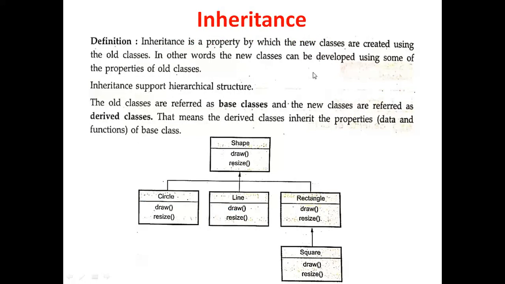Here you can see the example of shape. The shape can be a circle, a line, a rectangle or a square, anything. So the properties or functions which are written in a shape can be used or inherited by the circle, line, rectangle or square class. The main class, which is shape, is called the base class, and circle, line, rectangle or square are called inherited classes or subclasses.